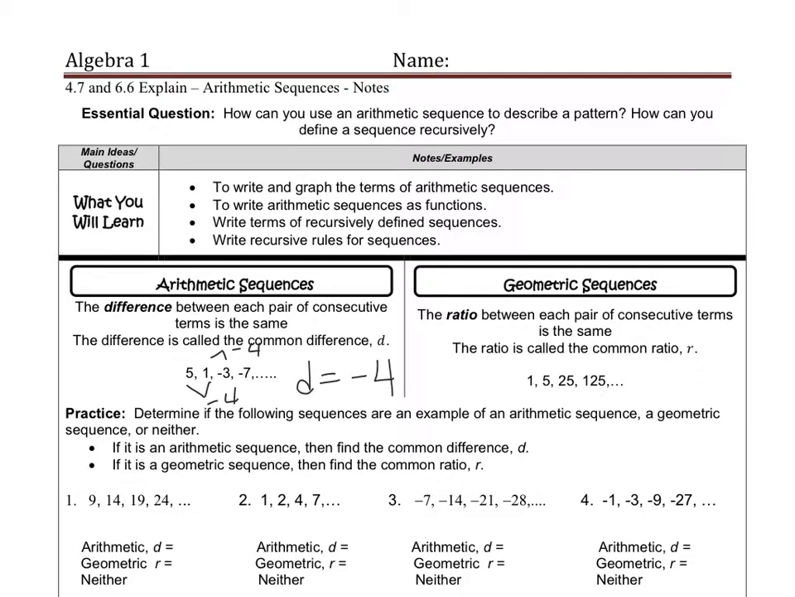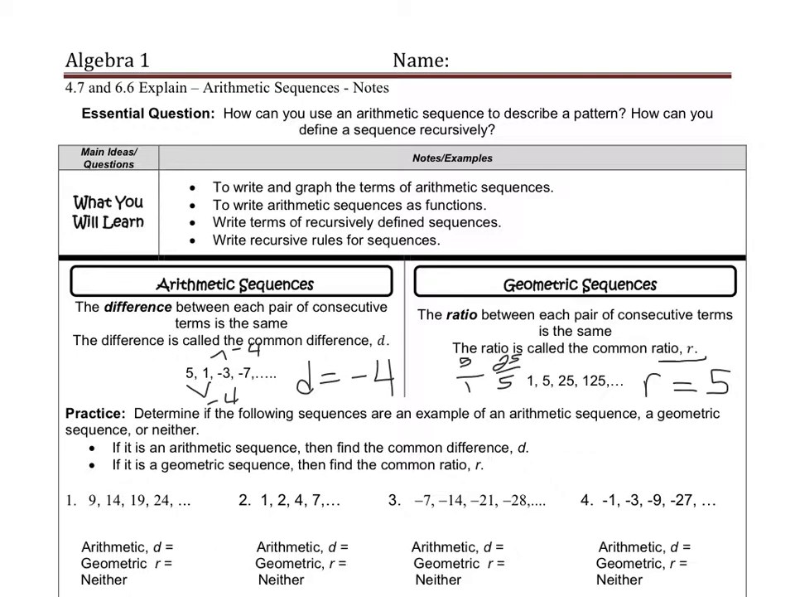In geometric, we were working with a common ratio because we're multiplying every time. So to find the common ratio, we have 5 divided by 1, then 25 divided by 5, and 125 divided by 25, so our common ratio is 5. So that's the difference between a geometric sequence and an arithmetic sequence.